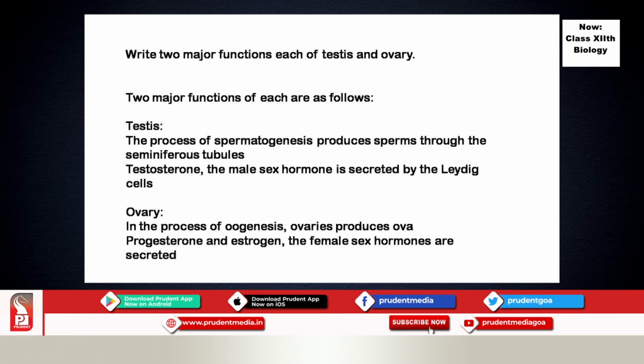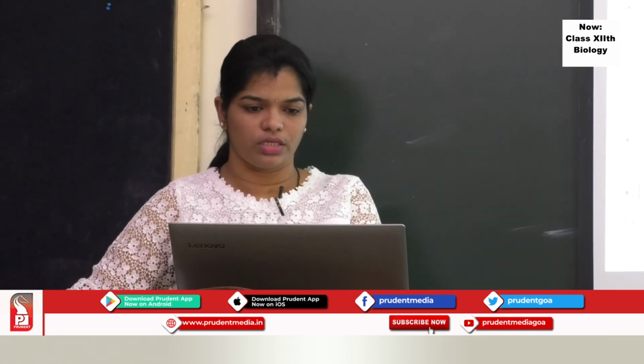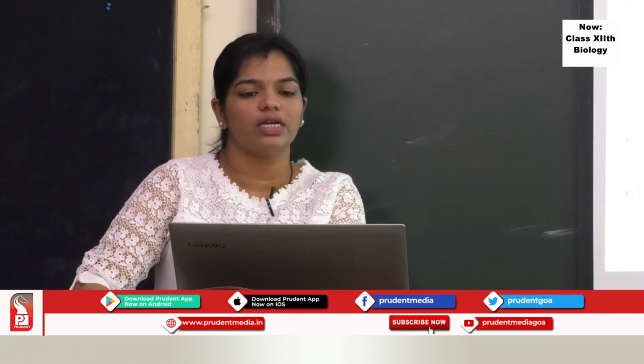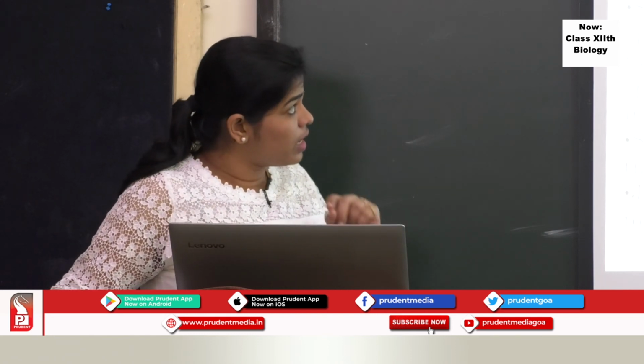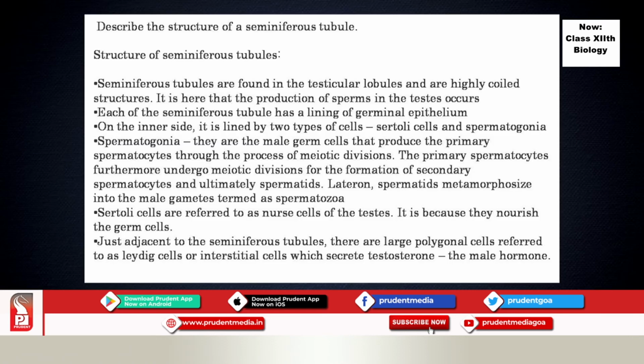Okay. So you have the first question saying, write major functions of each, the ovary and the testes. The testes is involved in the production of gametes, that's spermatogenesis, and also secretes the hormone. The ovary is involved in oogenesis and secretes the hormone progesterone. The next question is the structure of the seminiferous tubule. You have to mention everything over here, students, right from the outermost layer to the spermatogonia, the Sertoli cells, all the terms with their function should be included in the answers.